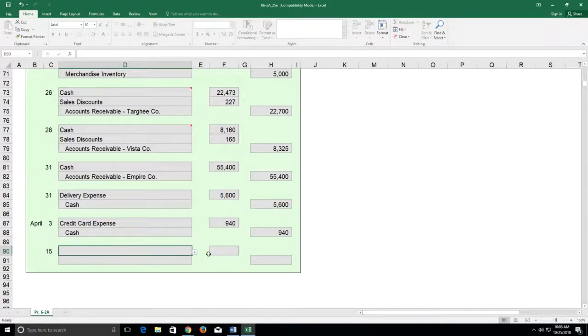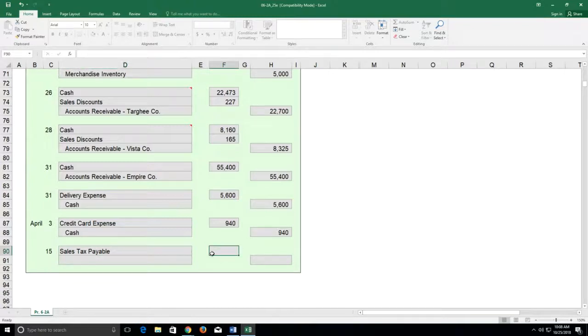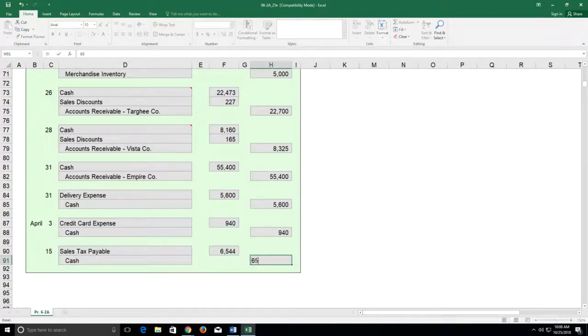And then we have to pay those sales tax we've been collecting all month because that's not our money. So we have sales tax payable of $65.44 and a credit to cash for that same $65.44.